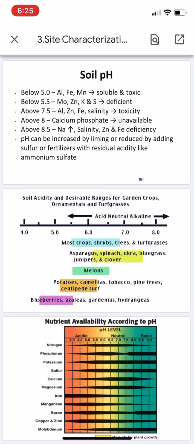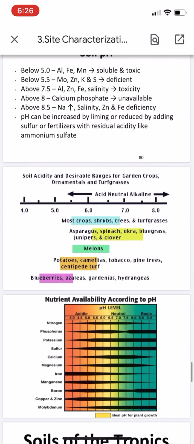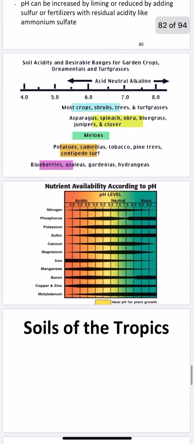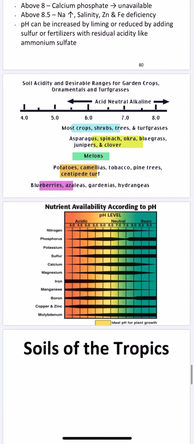And above 8.5, which is already alkaline, the sodium increases, salinity increases, and zinc and iron become deficient. pH can be increased by liming or reduced by adding sulfur or fertilizer with residual acidity, like ammonium sulfate. So as you can see here on the figure, soil acidity and desirable ranges for garden crops.